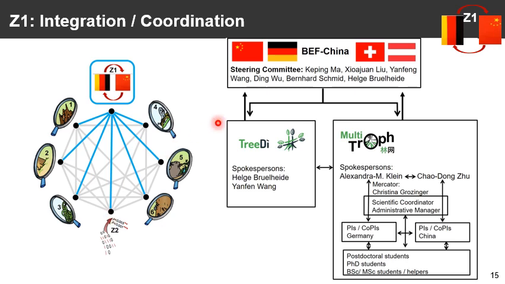Within BEF China, we have an international BEF China steering committee. For example, Helge Bühlheide is also a PI in MultiTrophic, and also Jiao Juan Liu is a PI of the synthesis project in MultiTrophic. They are part of the BEF China steering committee. And below this, we have the research training group 3D, where Helge Bühlheide and Yanfeng Wang are the spokespersons. And we have MultiTrophic, where I am the spokesperson, together with Zhao Dongzhu.